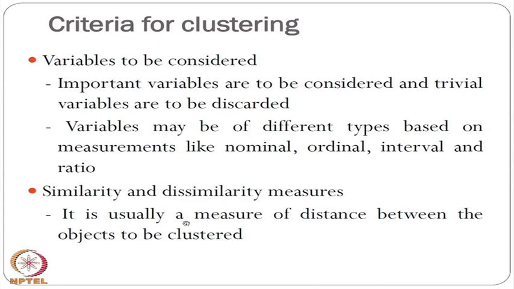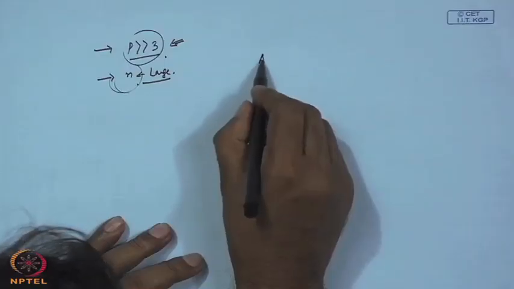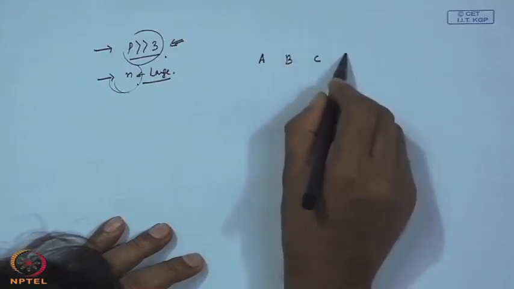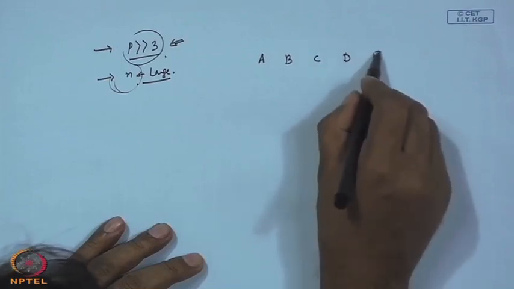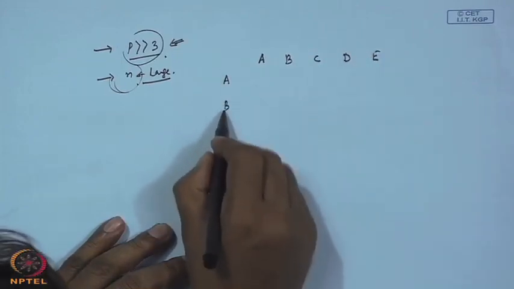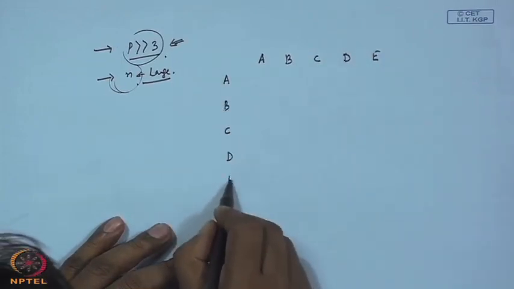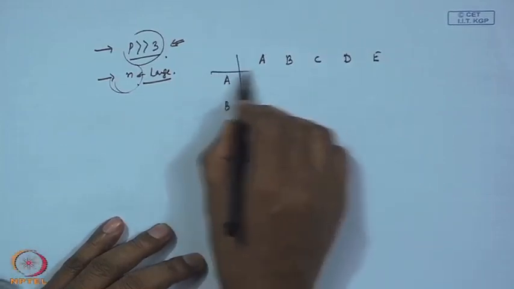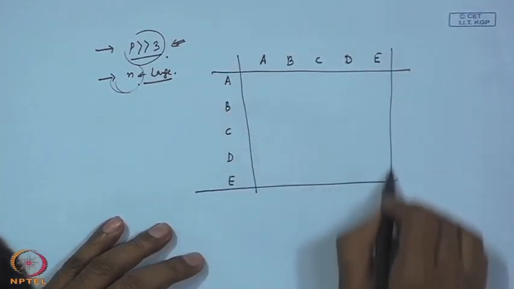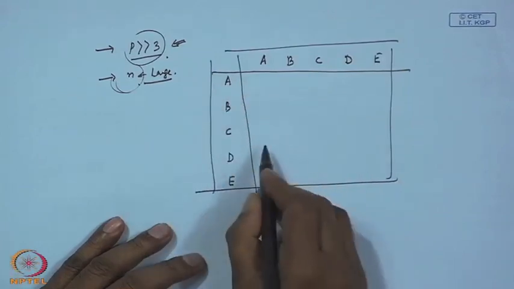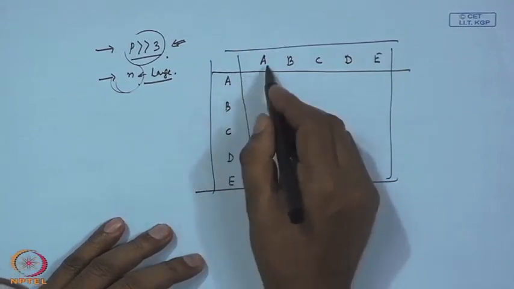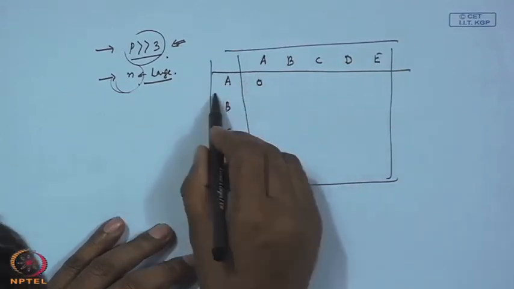Now, the question comes of the similarity and dissimilarity measure. It is usually a measure of distance between the objects to be clustered. For example, if I consider only five objects, A, B, C, D and E, on this side A, B, C, D and E. Now, what is required? Either you go for distance. If I go for the distance between A and A, this will be 0.